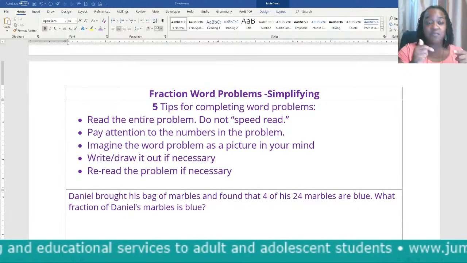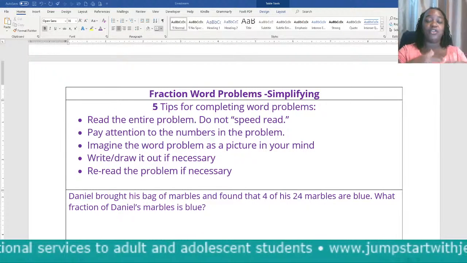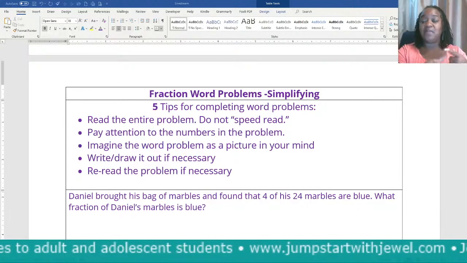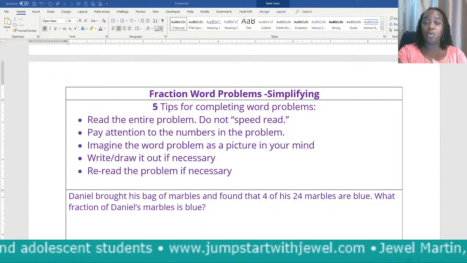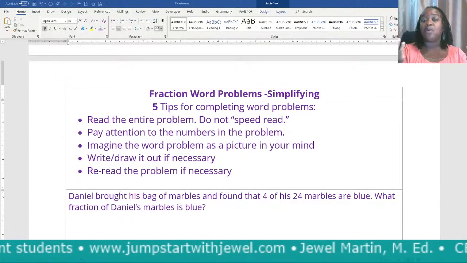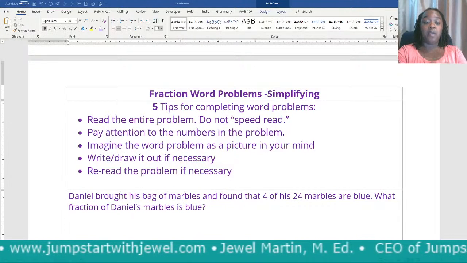Where you're a speed reader. You just, let me hurry up and read this. And when you're doing word problems, if you speed read, you will miss something. You're going to miss something important. You're going to miss a key word. You're going to miss a piece of information. Or you'll read some information and you'll think that it's important and it really isn't. So just take your time, read the entire problem.